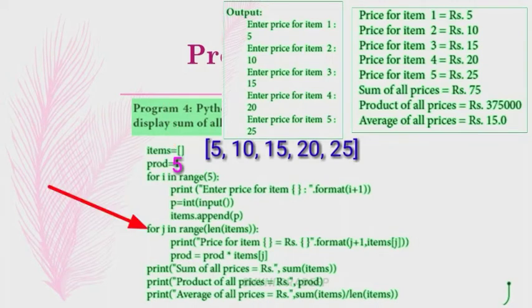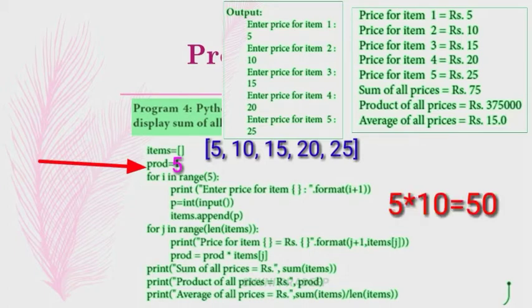Again see the for loop. For j in range length of item. Now j value is 1. Print price for item. Here j value is what? 1 plus 1, 2. So item 2 is equal to rupees. Second item price what? 10. Rupees 10. And the next product is equal to product into items j. Items j value is 10. Product value is what? Already we know that, that is 5. 5 into 10, 50. So now product value is what? 50.